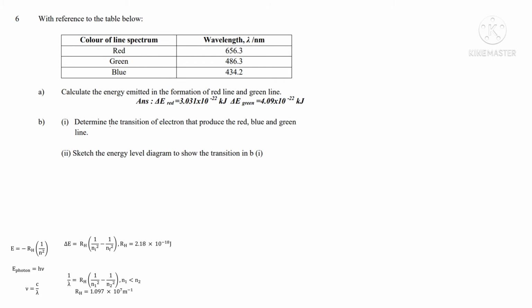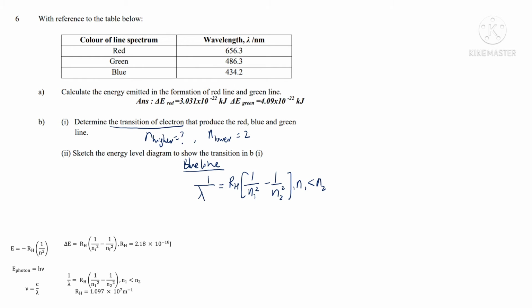To calculate the electron transition in producing the blue line, it's also the same. We use the Rydberg equation for wavelength. And we know that this is Balmer series, so the n lower is equal to 2, and we want to find the higher energy level. Therefore, n1 should be n equals to 2, and we want to find n2. For the blue line, the wavelength is 434.2 times 10 to the power of negative 9 meter. With that, we just need to substitute into the equation.